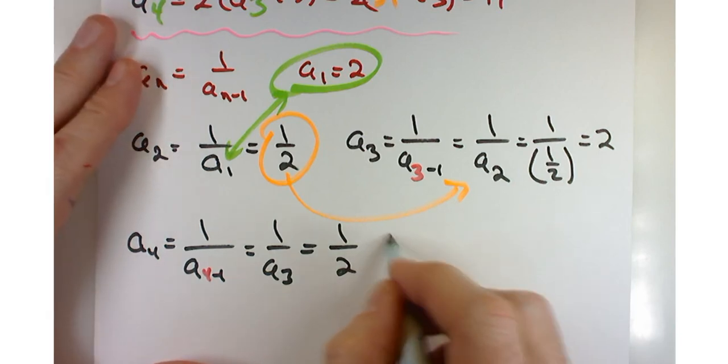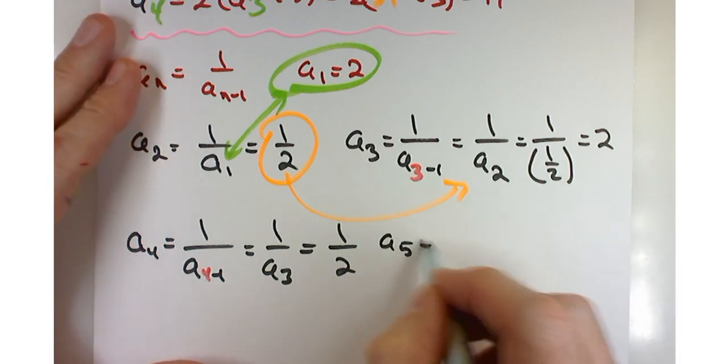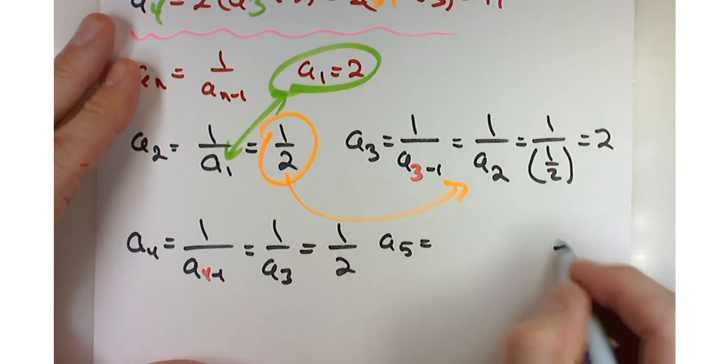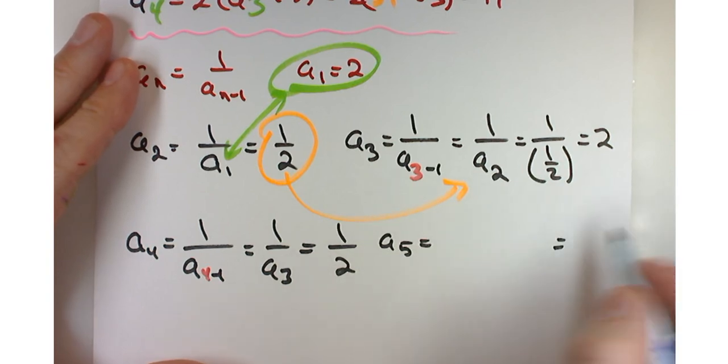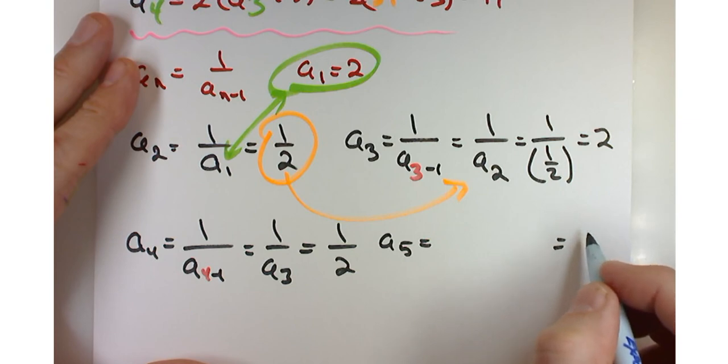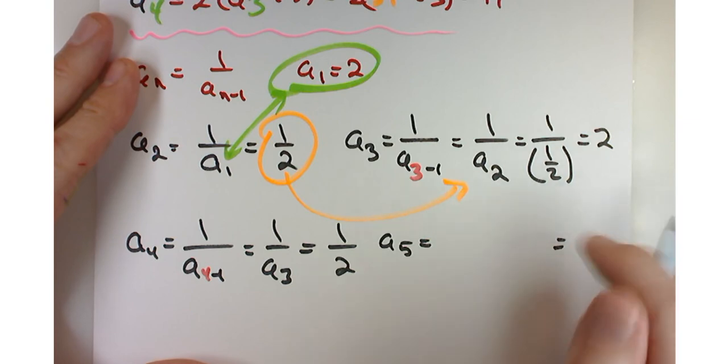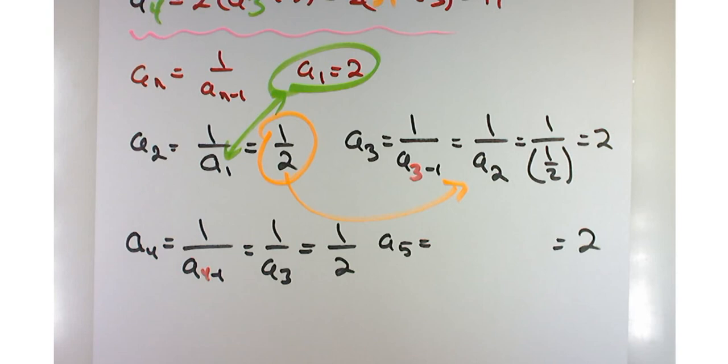So a sub 5. Do we really have to do a sub 5 by hand? What are you going to get when you do a sub 5? You're going to get 2 again, the reciprocal. It's just going to bounce back and forth, 2 to 1/2, 2 to 1/2, etc. So does that go between odd and even? It's kind of strange.